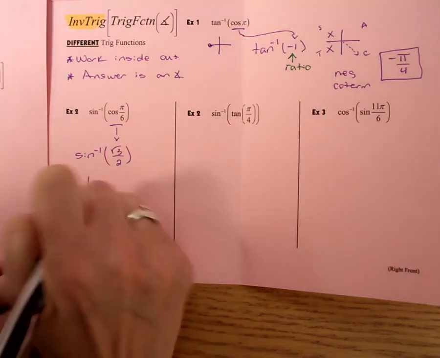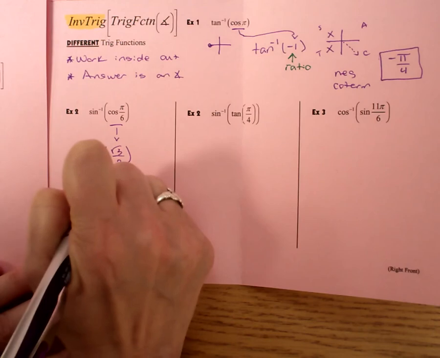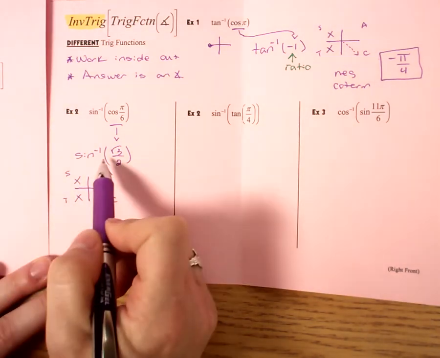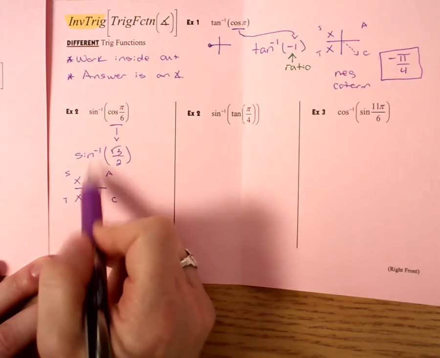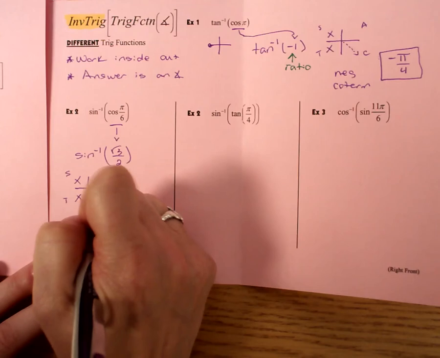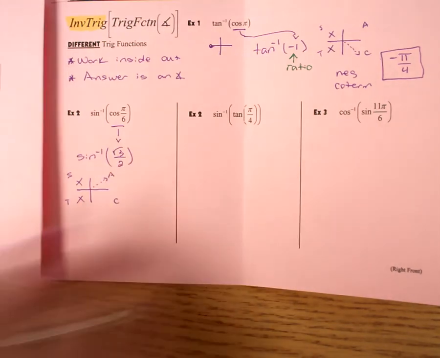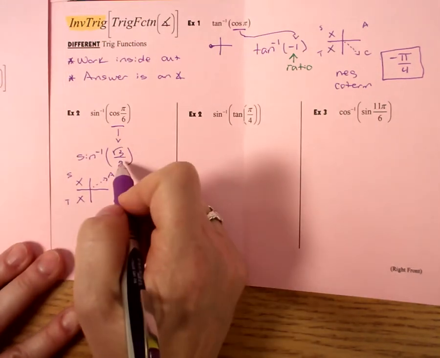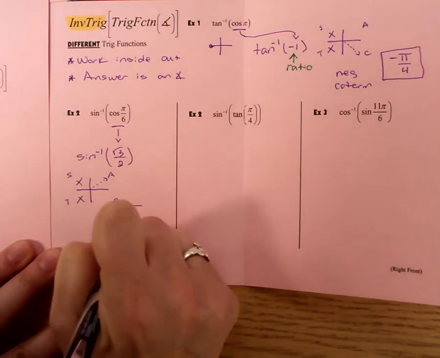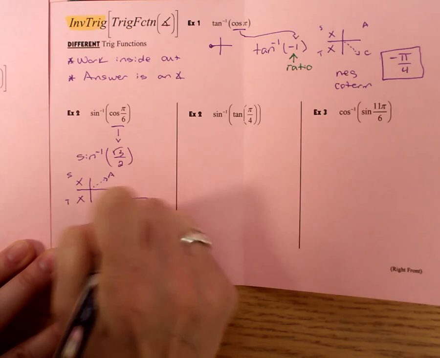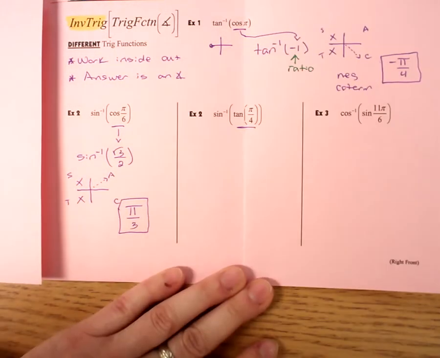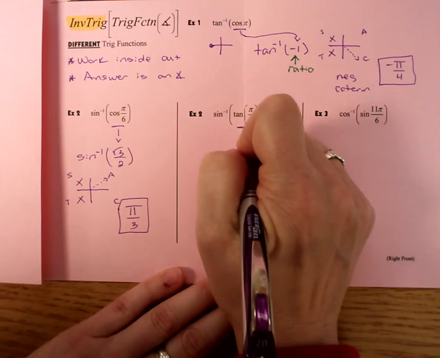If you want, you can identify your restrictions again. Never hurts. Doesn't take very long to do. So what angle is inverse sine square root of 3 over 2? I know it has to be in the first quadrant because I'm working with a positive ratio, and my angle would have to be pi over 3. Just thinking about that unit circle. Moving on, inside piece, tangent of pi over 4 is of course going to be a 1.